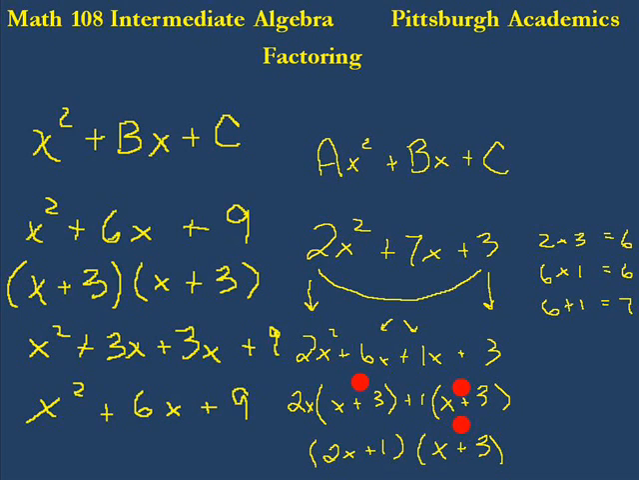I kind of jumped ahead on that one, but you can see there if you're taking the 2x out of the 2x squared plus 6x, and then you're also taking the 1 out of the 1x plus 3. So then the 2x plus 1 becomes your first factor, and then the x plus 3 becomes your second factor. So it's a little more complicated when the lead coefficient is greater than 1, but that's how it's done.